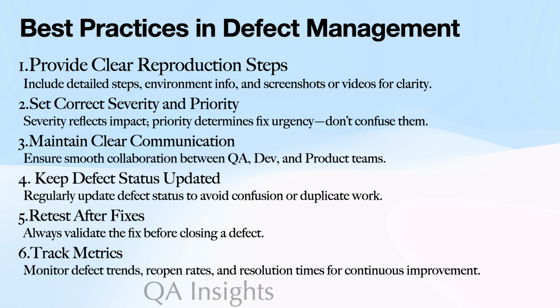Another important point is to retest every fix thoroughly. Never assume something is fixed, always validate in the right environment using the right data. Lastly, track your defect metrics. Look at trends like the number of defects per module, how often defects are reopened, average time to fix, and so on. These metrics are incredibly valuable in improving your test process and overall system quality.